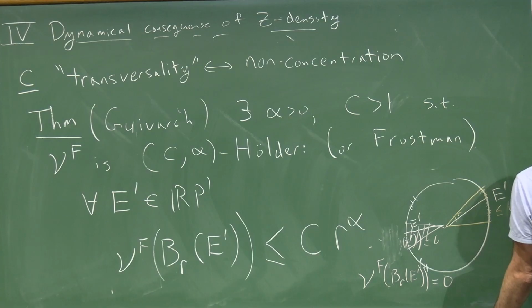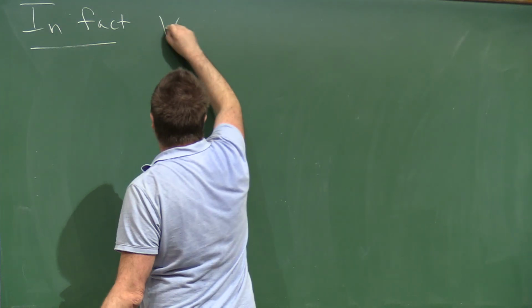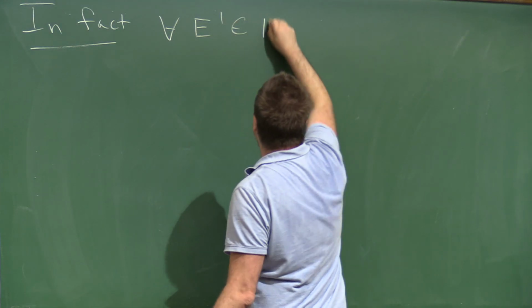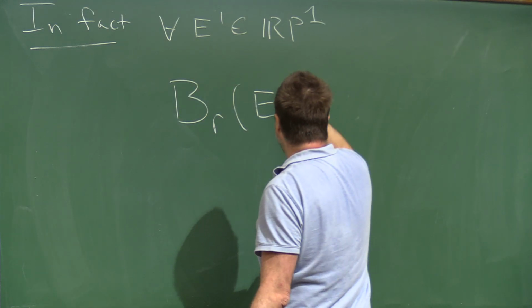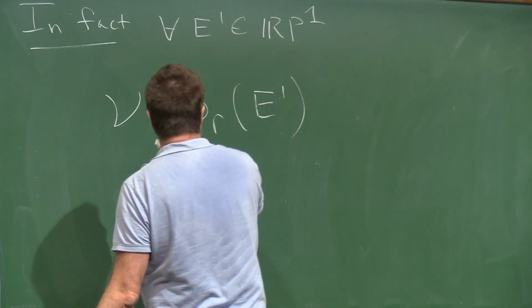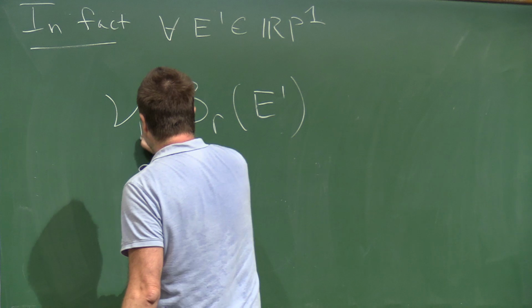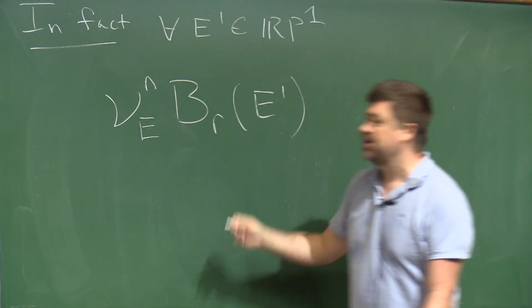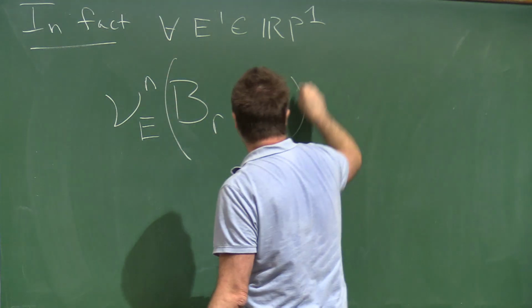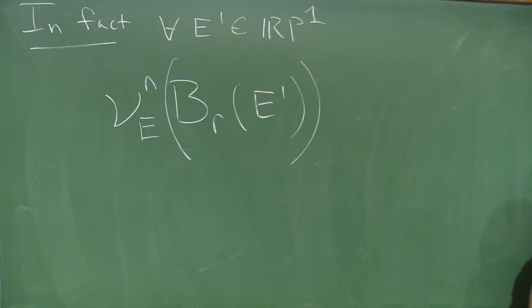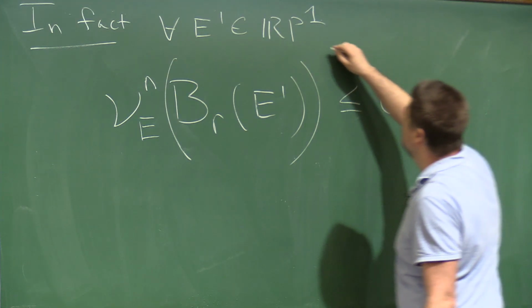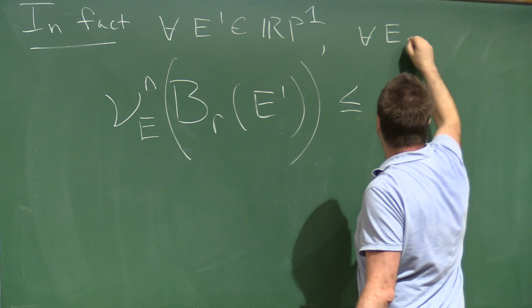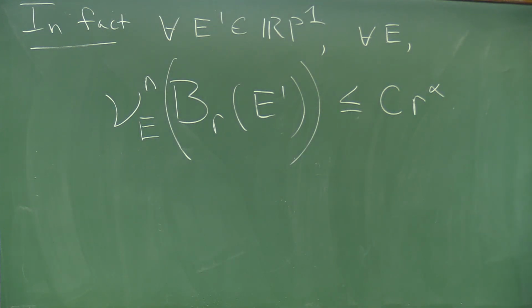But in fact, for every E prime in RP1, I can look at the ball of radius R centered at E prime, and I could take its, what is my notation? Subscript E. I could take the nth approximation to this measure and ask how much mass does this charge the ball of radius R at E prime. And this is still going to be less than C R to the alpha. So for all E prime and also for all E, this will be true. And now people should be very upset. So are the students upset yet? I need a student to be upset.